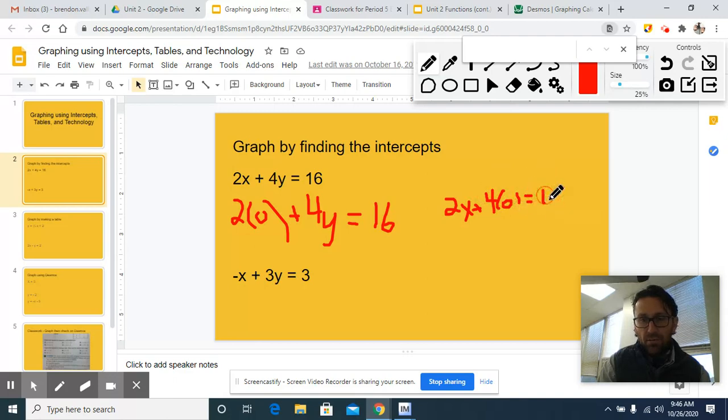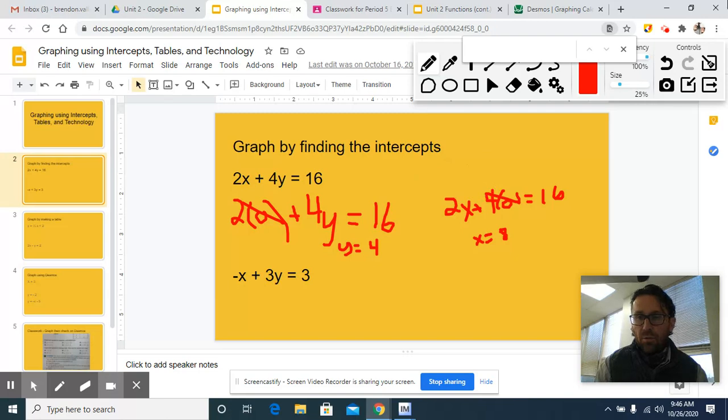Then when you get two numbers, you're going to graph those two numbers. So here we got y equals 4. Here we got x equals 8. So you would go over 8 and up 4, connect those 2 points, and that would make your line.